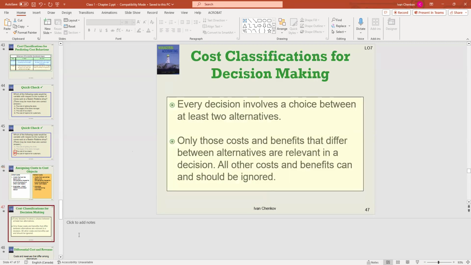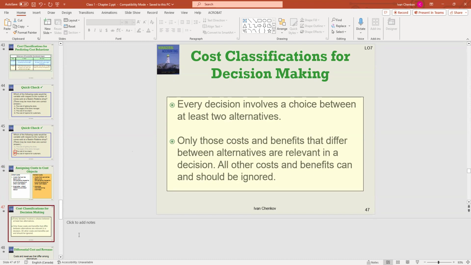Decision making. Last classification, decision making. In order to make a decision, you have to have choices. You have to make a choice between at least two alternatives. If you have only one alternative, there's nothing to choose. So if I have two alternatives, which costs should I consider? Only the costs and benefits which are different between one alternative and the other alternative, in relation to the decision that you have to make. All the other costs and benefits should be ignored.